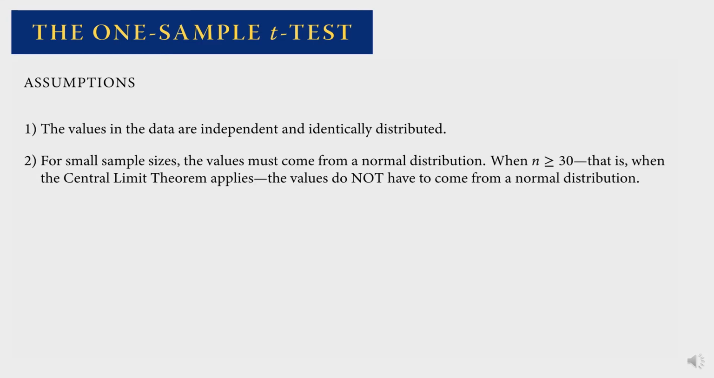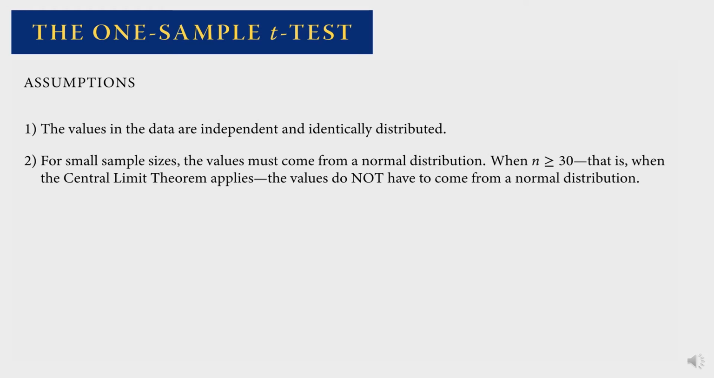The two assumptions we need for the t-test are independence and normality. For independence, we rely on the fact that we're taking a random sample of something. So whether an element from the population shows up in the sample is independent of any other element's appearance. Identically distributed essentially means we're drawing them all from the same population. So we're not drawing some of them from a normal distribution and others from a uniform and then others from a right skewed distribution or something like that. They're all coming from the same distribution.